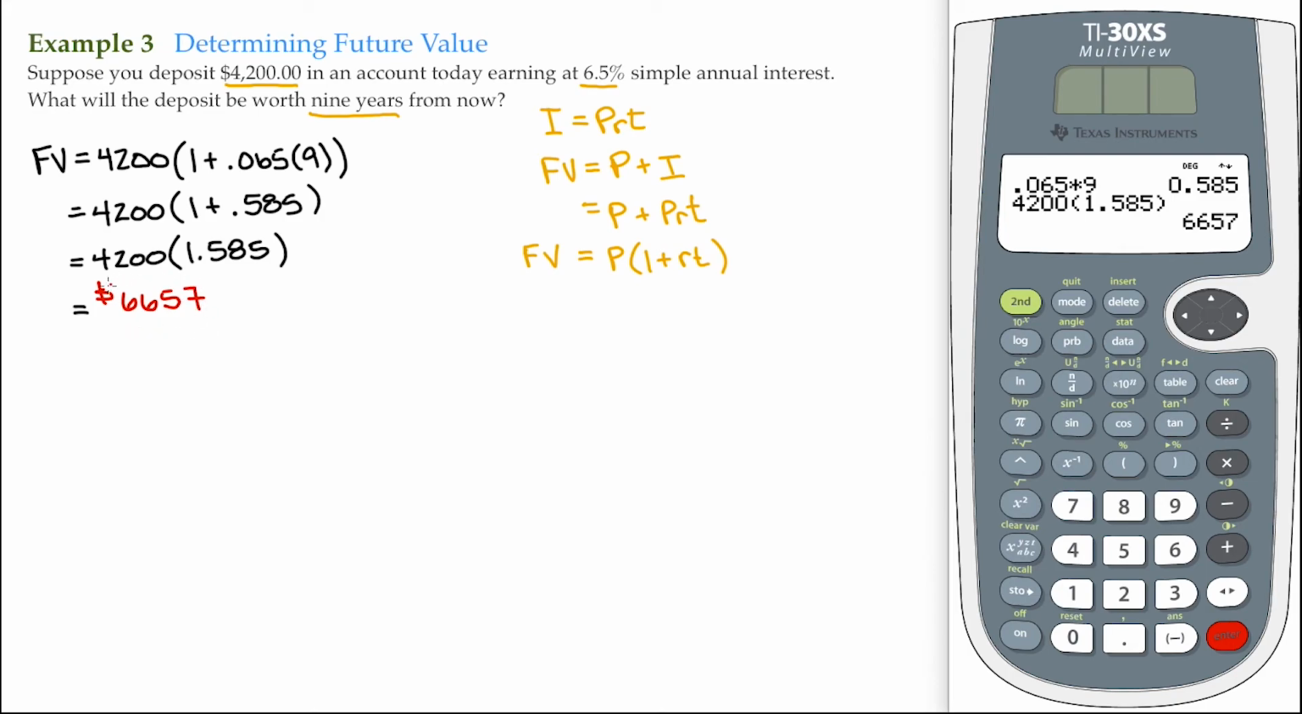This amount here includes the original $4,200 that we started with, our principal, plus the interest that principal made. So we could determine how much interest it made. If we started with $4,200 and we ended with $6,657, just subtract one from the other and that'll tell you how much interest was made. And there you go.